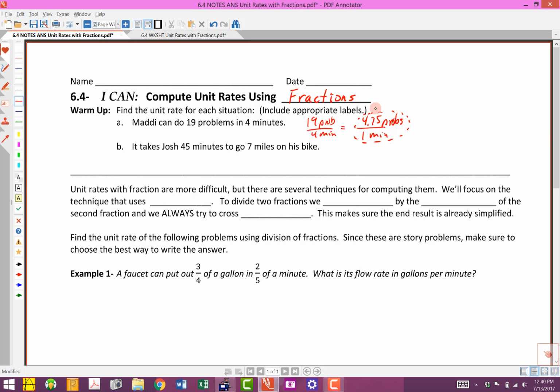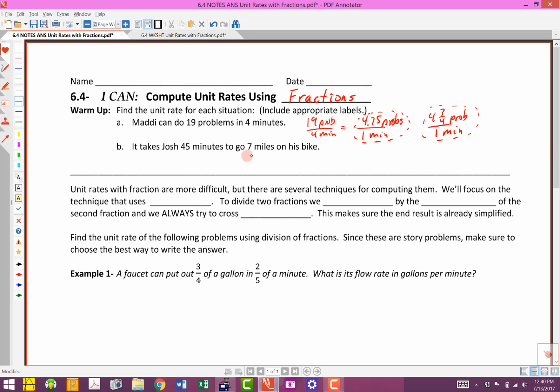I mean, if you really wanted to, you could write this as 4 3/4 of a problem per minute. No problem there. Either way would be totally okay. So fine there in fraction form or fine in decimal form. It's kind of a story problem, so we're okay with either one.